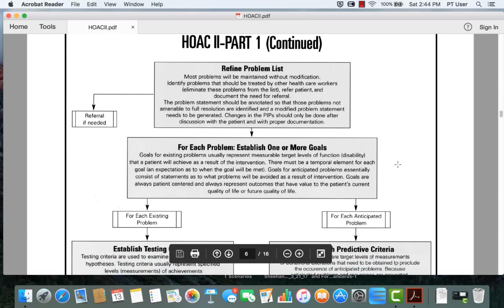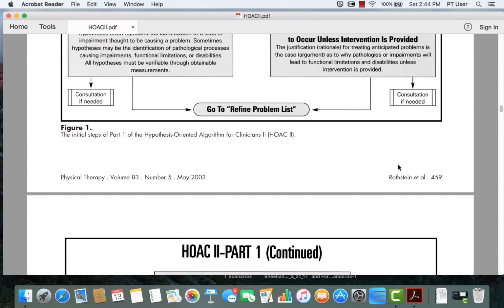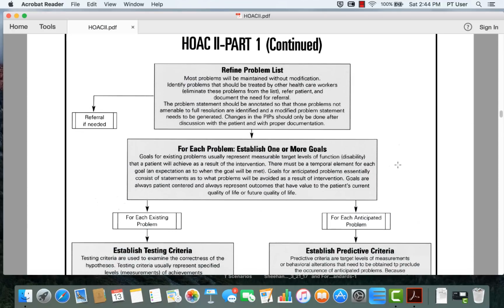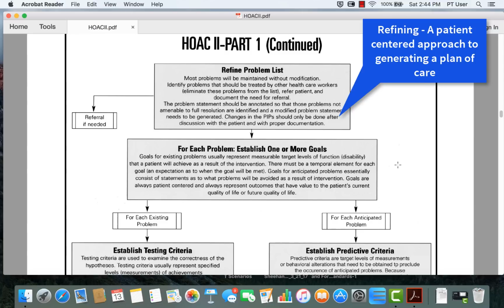So we just finished in coming up with our hypotheses. In doing so, we need to refine our problem list. If we think about the number of problems that the patient may have identified, and it could be 3 or 4. Again, we're not discounting any particular problem right from the beginning. So they could have a list, and then we're identifying things.